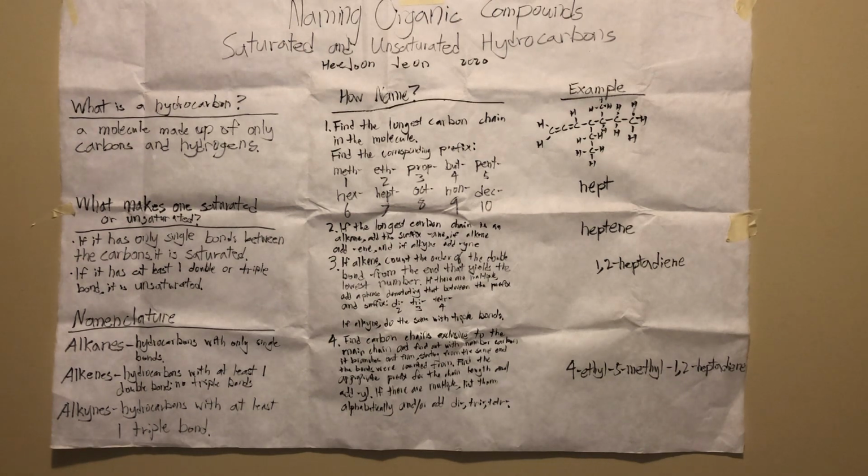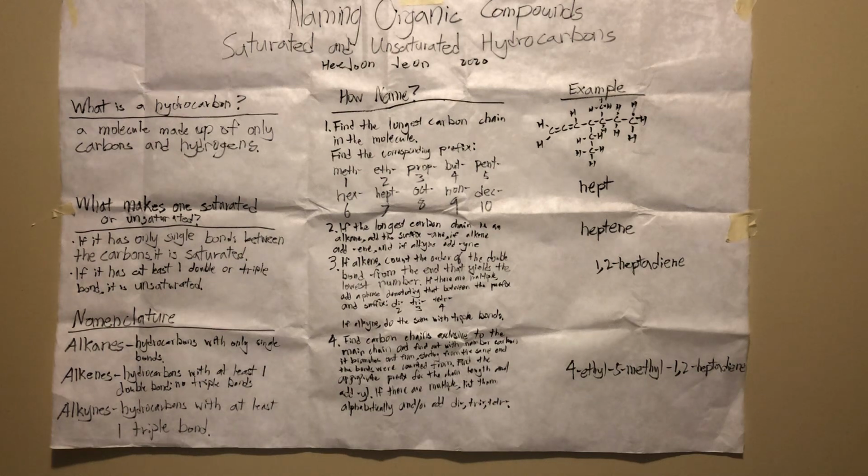What makes one saturated or unsaturated? If it has only single bonds between the carbons, it is saturated, and if it has at least one double or triple bond, then it is unsaturated. So some nomenclature. Alkanes are hydrocarbons with only single bonds. Alkenes are hydrocarbons with at least one double bond and no triple bonds. And then alkynes are hydrocarbons with at least one triple bond.